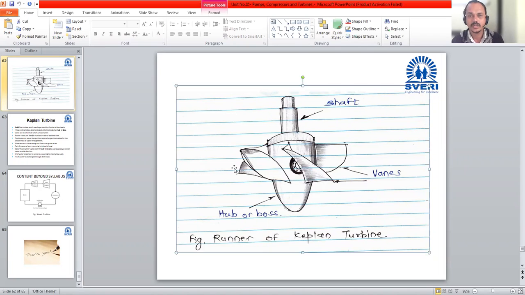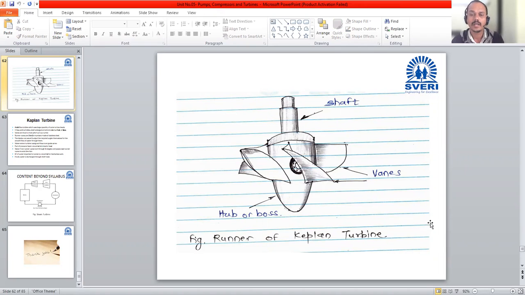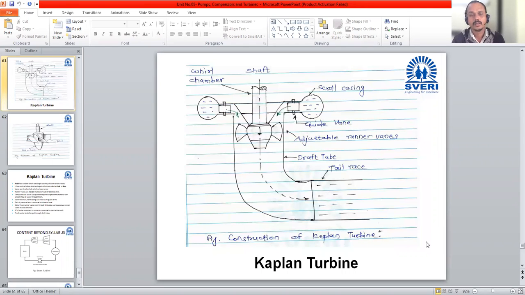This one is actually the runner of a Kaplan turbine. Now construction. If you observe here, here again having scroll casing. Now scroll casing that we have seen in Francis turbine also. It is like spiral casing like that.